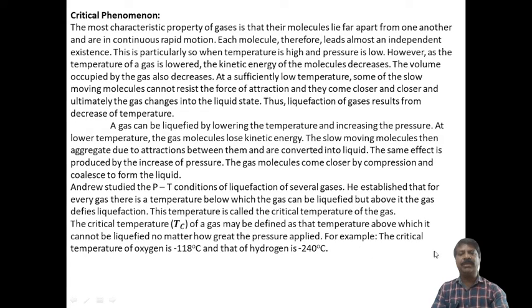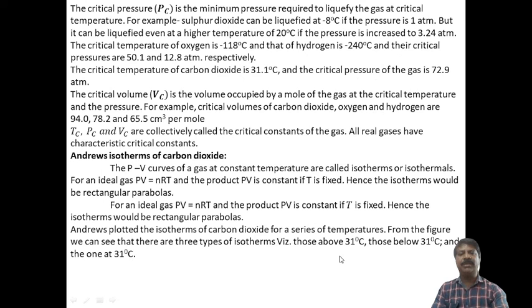For example, the critical temperature of oxygen is minus 118 degrees Celsius, and hydrogen is minus 240 degrees Celsius. Then similarly we say there is a critical pressure. The critical pressure is the minimum pressure required to liquefy the gas at the critical temperature.